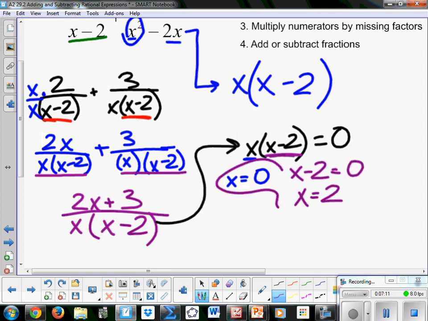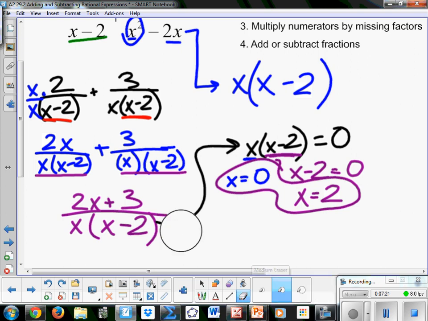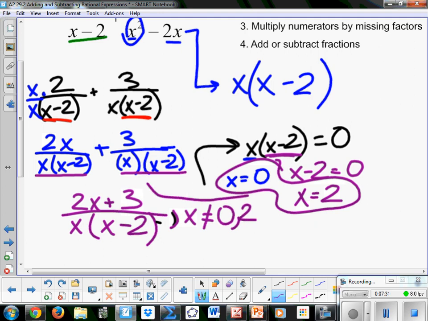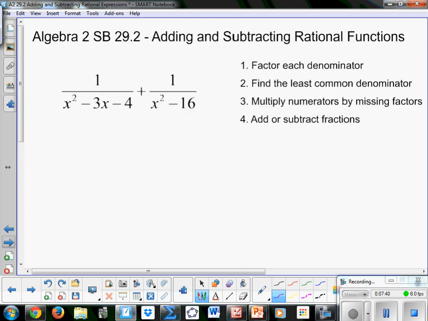So since these are the two values that will make our denominator equal 0, those are the restrictions on our domain. So this little bit here, we have to fix just a little bit, okay, and add in to our solution that x cannot equal 0 or 2. So here is our final answer for that one. All right, so let's move on to one more.